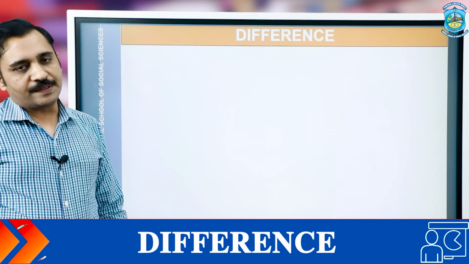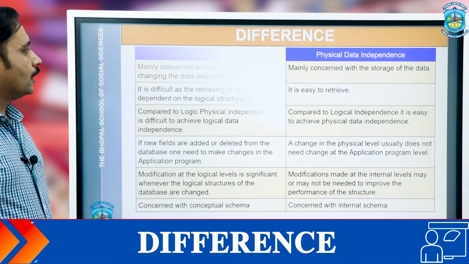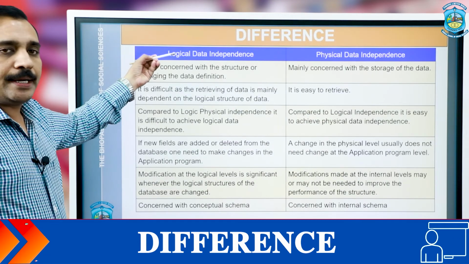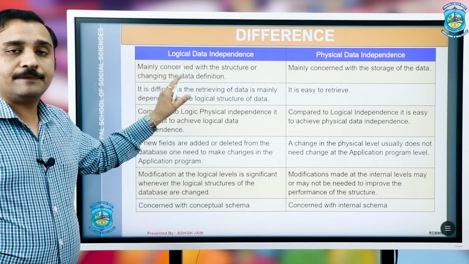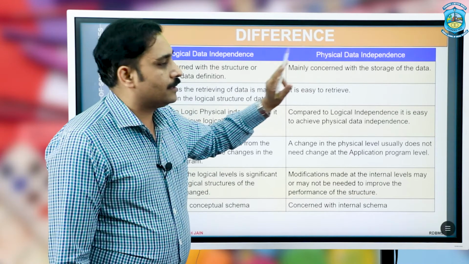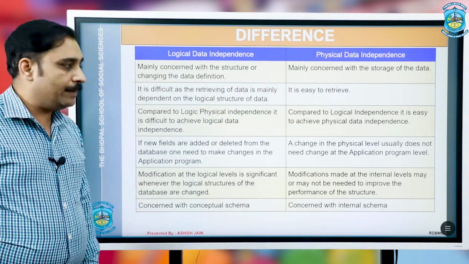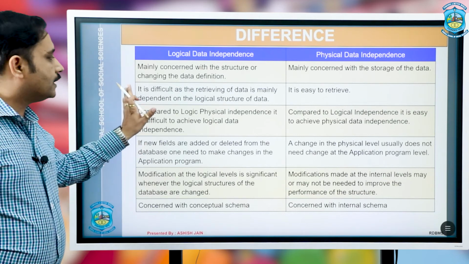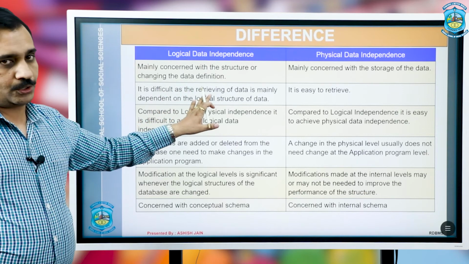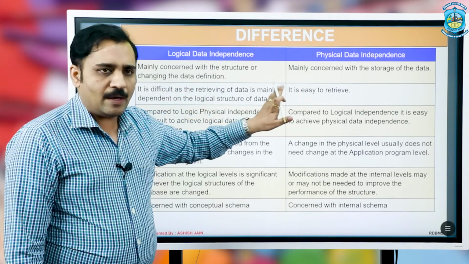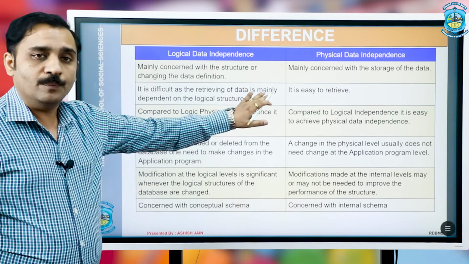Now we will see the differences between logical data independence and physical data independence. First, logical data independence is mainly concerned with the structure or changing the data definition, but physical independence deals with the storage of the data, where it is actually stored in the physical medium. The second difference is that logical independence is difficult, as retrieving of data is mainly dependent on the logical structure, but physical is very easy. You have one type of representation and it's very easy to get the data from that representation. So it is easy to retrieve.